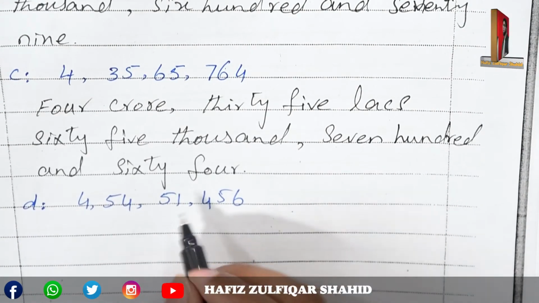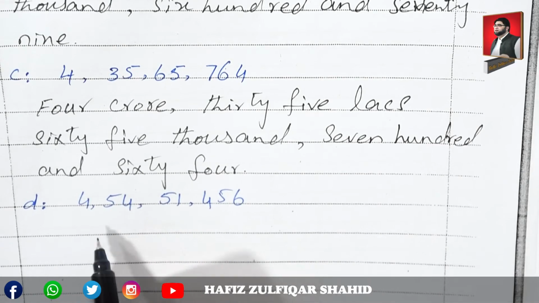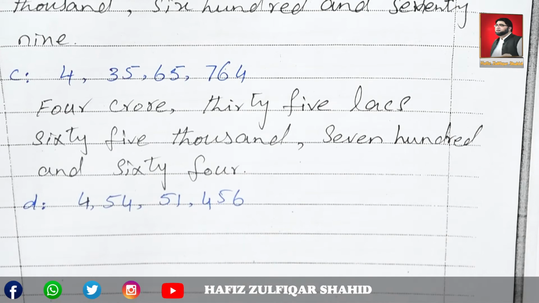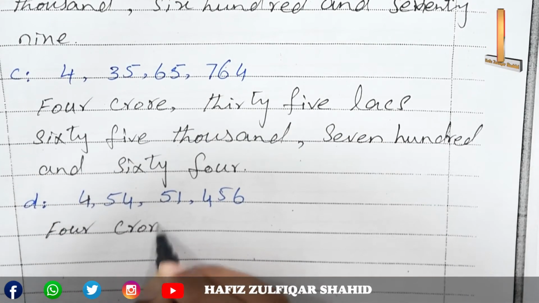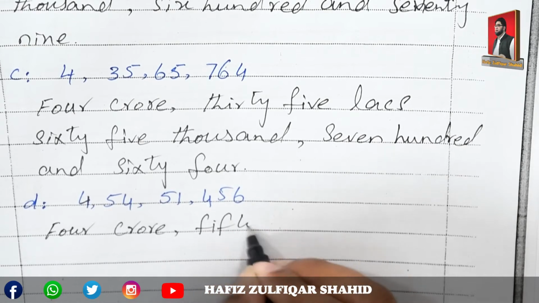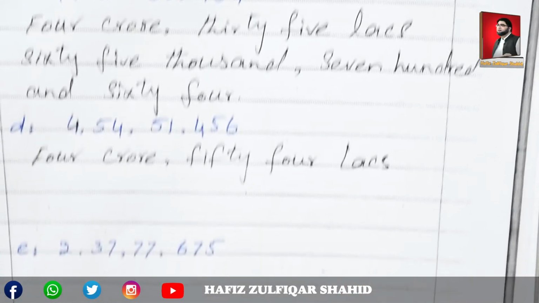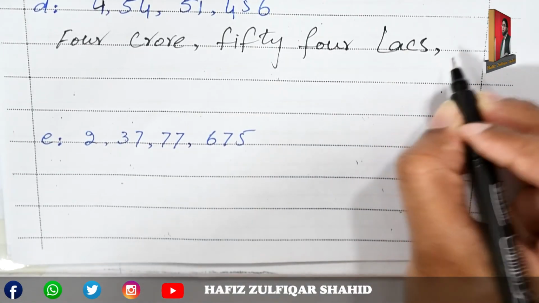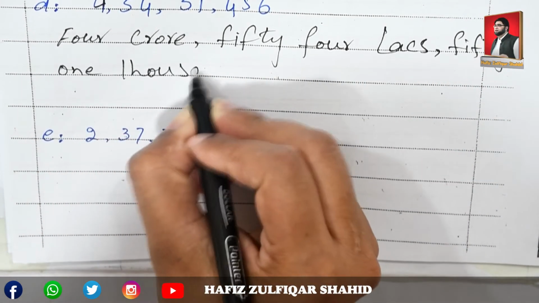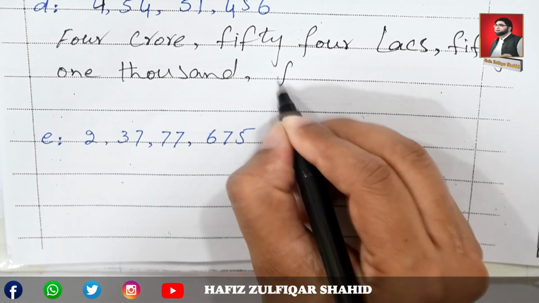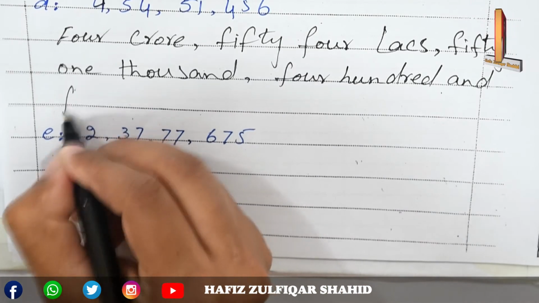It is very easy to understand Pakistani place value system. The 8th digit stands at crores place value, so we will write here 4 crore 54 lakhs 51,000 456.